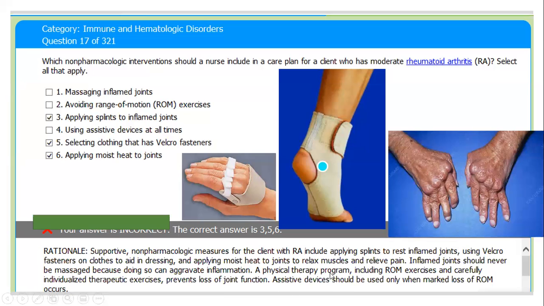The physical therapy program includes range of motion exercise or carefully individualized therapy exercise, to prevent loss of joint function. Assistive devices should be used only when there is marked loss of range of motion. So this is very basic about rheumatoid arthritis.